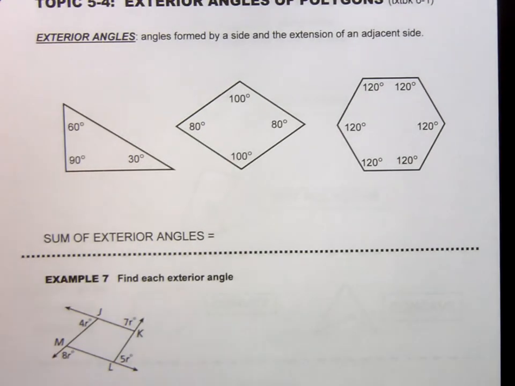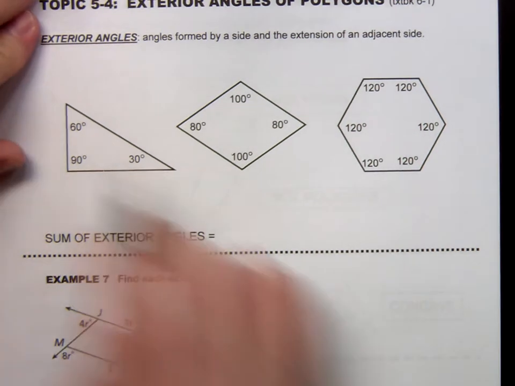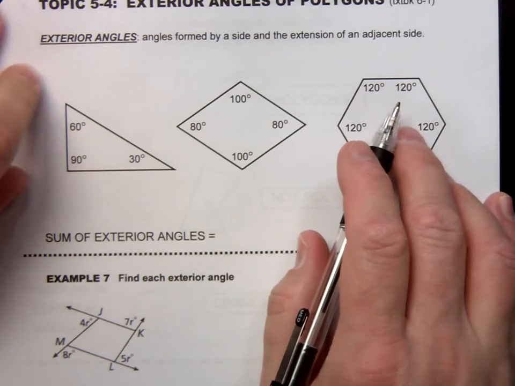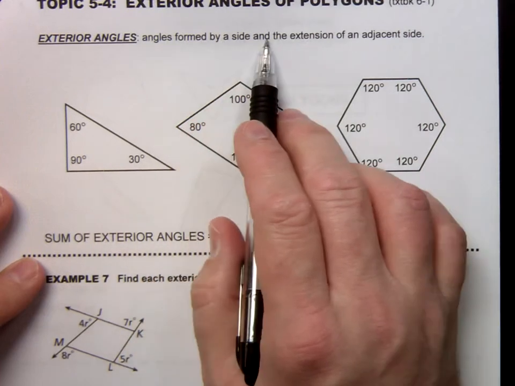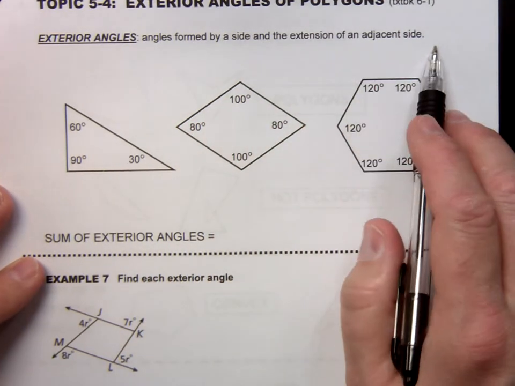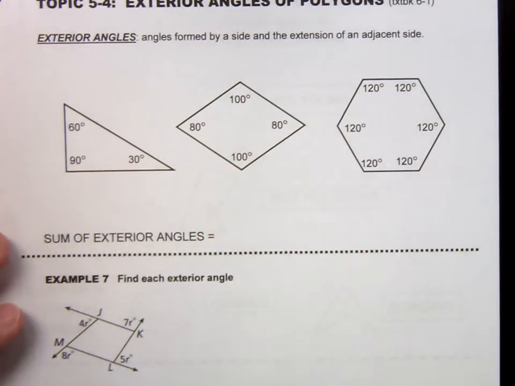Alright, so far everything we've done has been dealing with the interior angles of polygons. Now we're going to take a look at the exterior angles of polygons. So what is an exterior angle? Most people should recognize the word exterior as being on the outside. So exterior angles are angles formed by a side and the extension of an adjacent side.